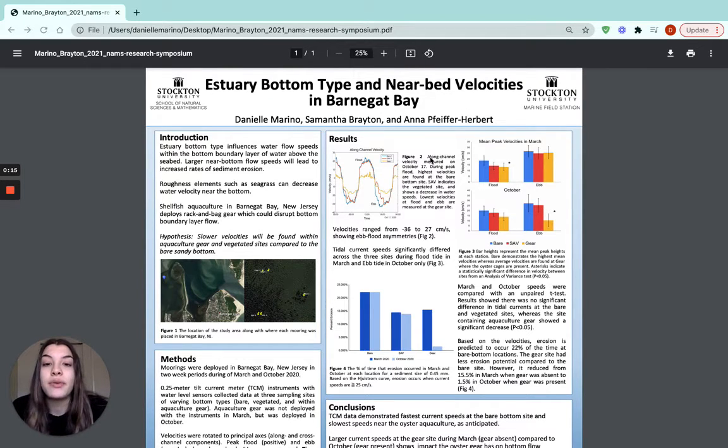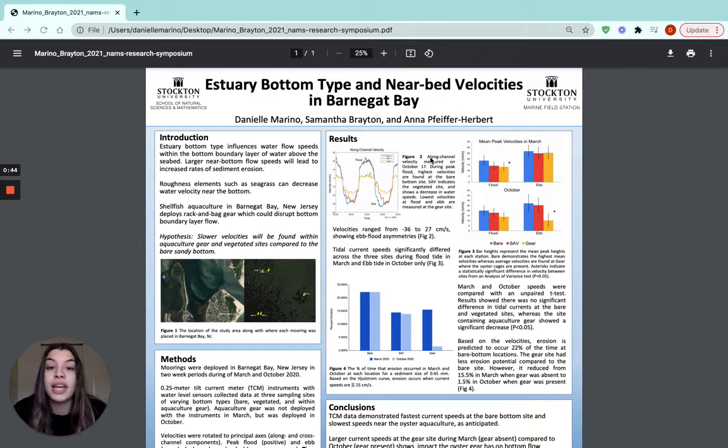We conducted our research on estuary bottom type and nearbed velocities in Barnegat Bay, New Jersey. The bottom type of an estuary has a large influence on velocity of water flow within the bottom boundary layer of water, which is right above the seabed. When this layer contains large flow speeds, there will be more erosion, and lower speeds will cause more deposition. This layer can also be impacted by roughness elements such as seagrass, which can decrease the water velocity.